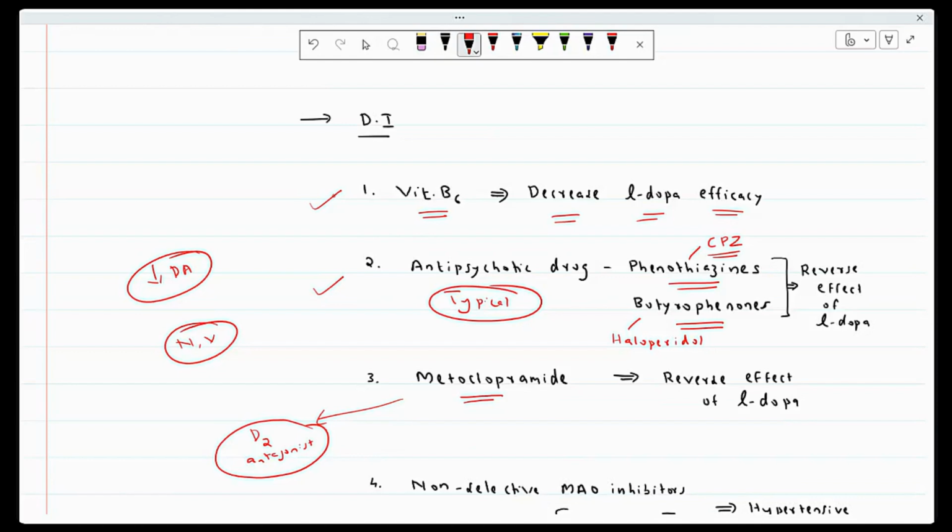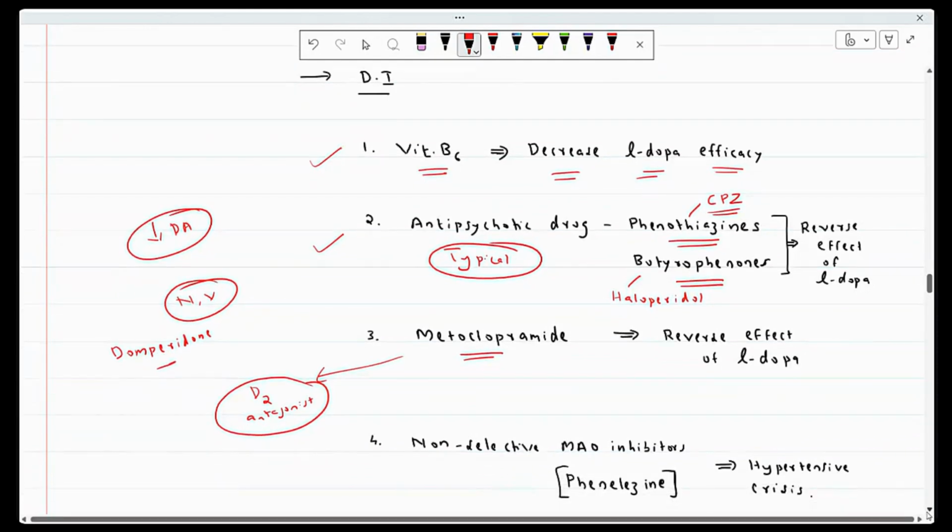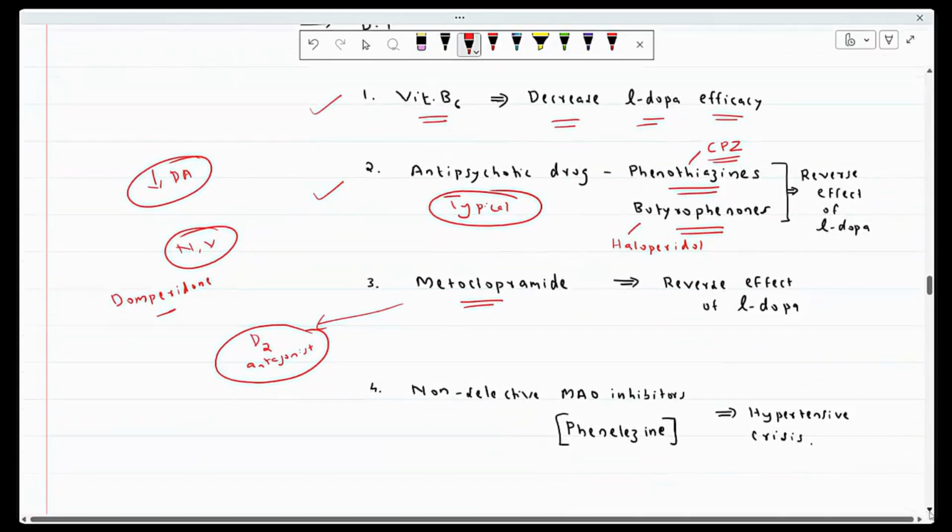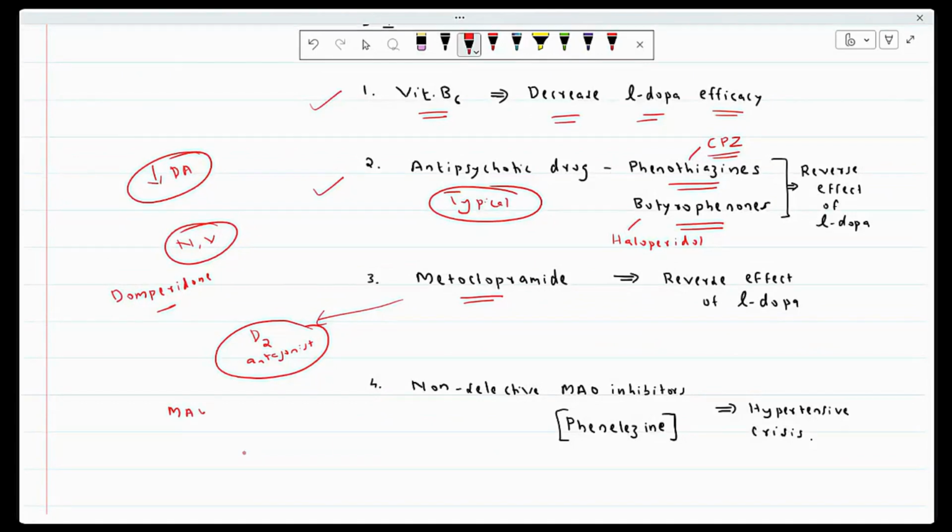Rather than that, you can give domperidone. Rather than giving metoclopramide, you should give a domperidone-containing drug, Domstal. Okay. So the point you need to remember, you should not give metoclopramide. Drug interaction can happen. It can also reverse the effect. Now, I told you dopamine can be metabolized by MAO, right? So MAO, monoamine oxidase, is of two types, monoamine oxidase A and monoamine oxidase B.